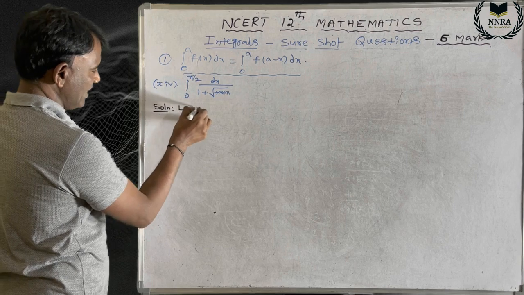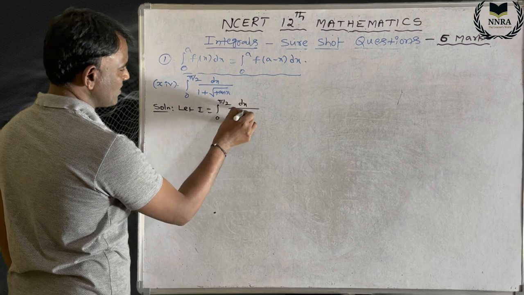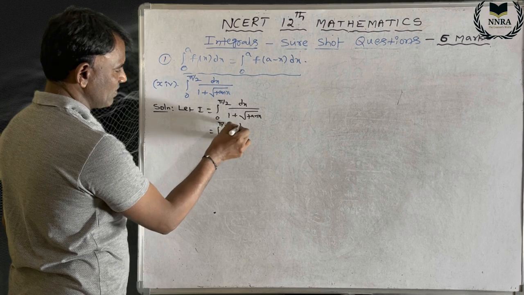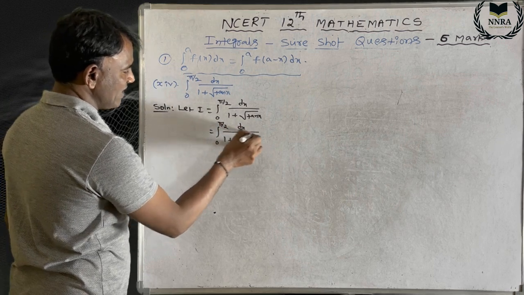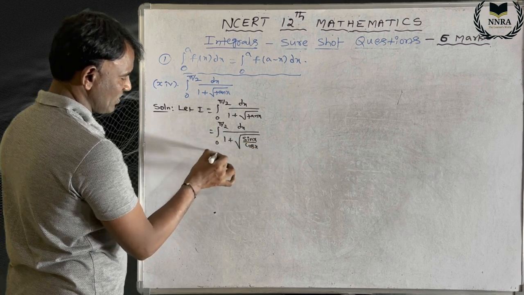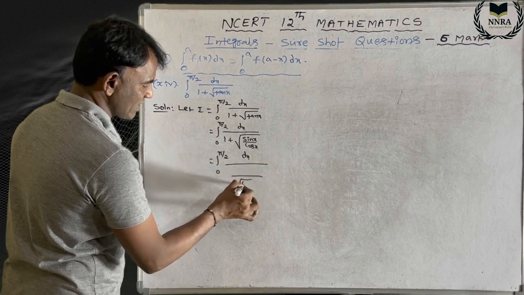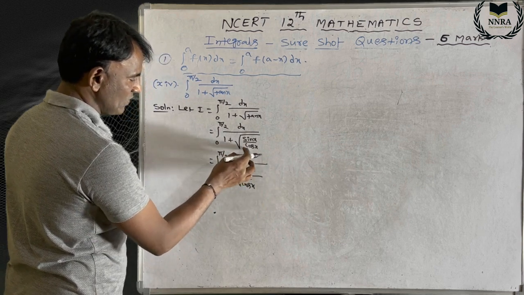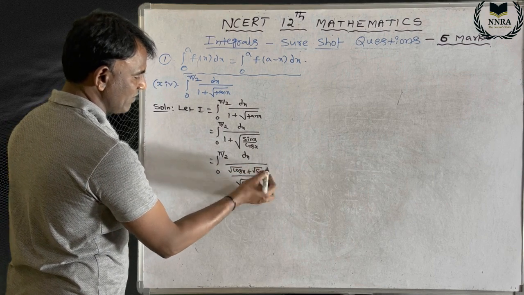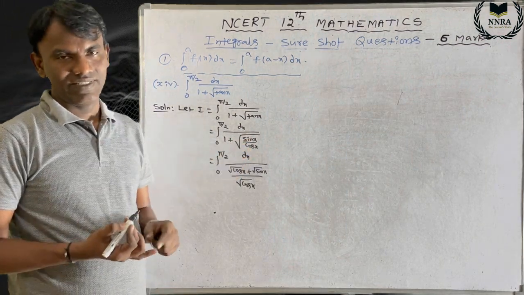So I equals integral 0 to pi by 2 dx by 1 plus root of tan x, right? So how to write it? Integral 0 to pi by 2 dx by 1 plus root of tan, which means sin by cos. Now the LCM is root of cos x, and 1 into root of cos x is root of cos x, plus root of sin x. Why? Because root of sin x by cos x can be written as root of sin x by root of cos x. After that, take the LCM.